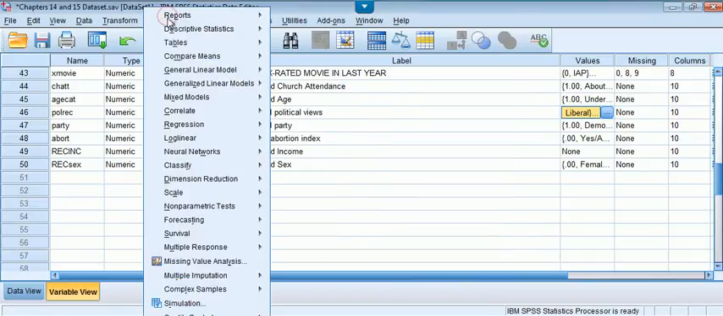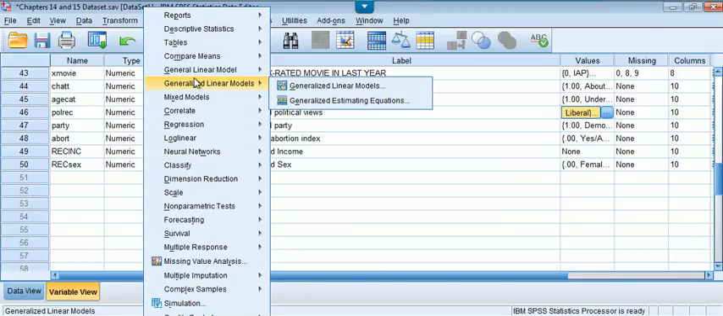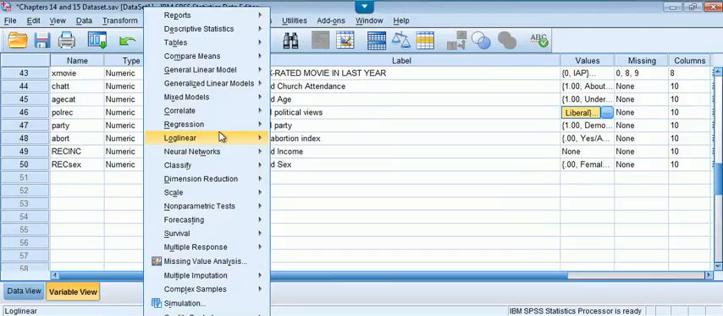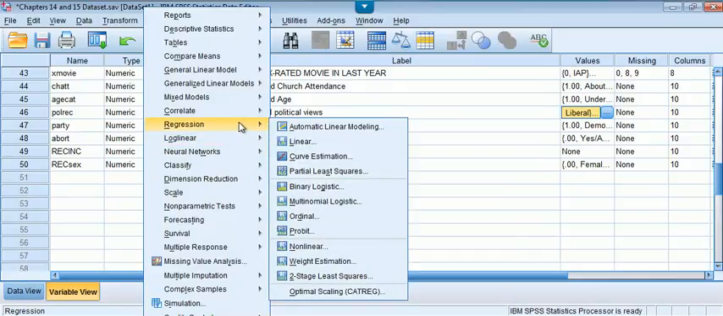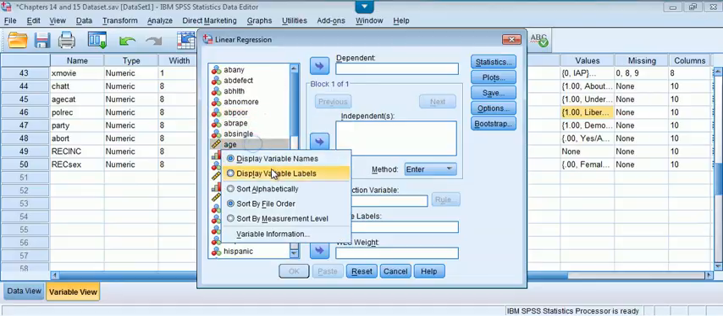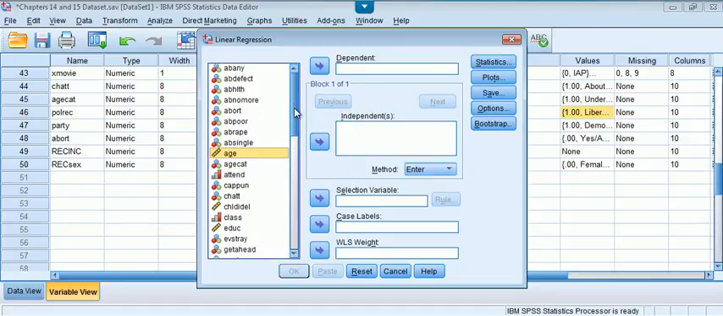So going to analyze, we're going to come here to the general linear model. We're going to go to regression. There's 2 ways you can do this. This is the easier way. We're going to go to linear regression. So go to regression, come to linear. All right. I always do this just because it's much easier for me.